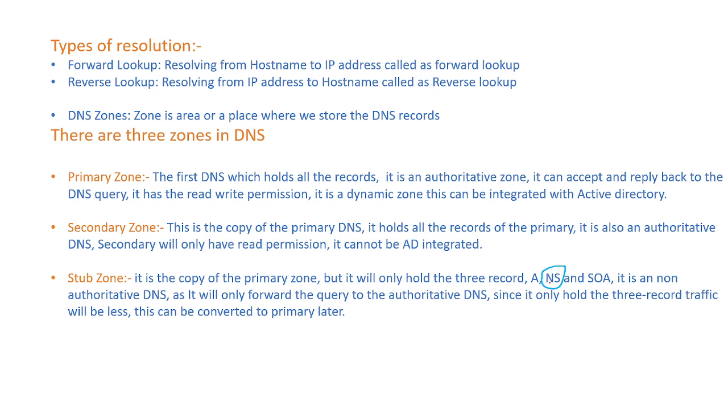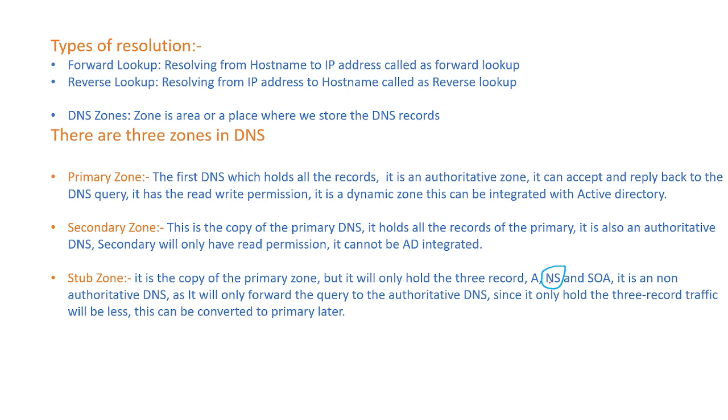Okay, I'll explain in the next slide. So stub zone means it will only have the reference points. Actually, it will only have the three records: A record, NS record, and SOA record. It is non-authoritative. It will just forward the query to the relevant DNS servers.